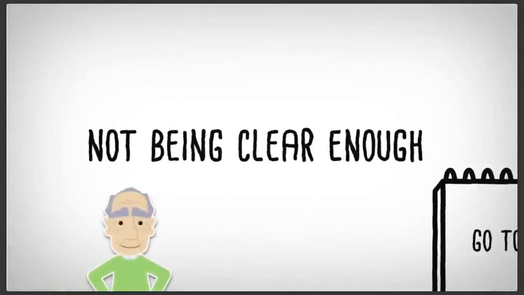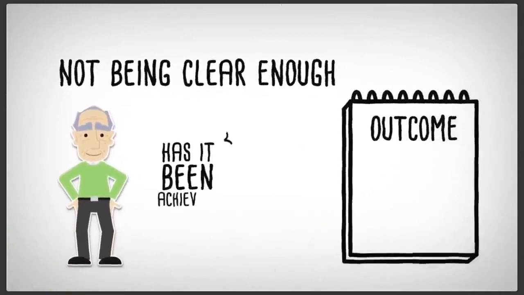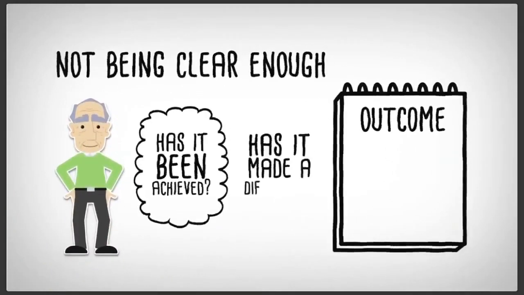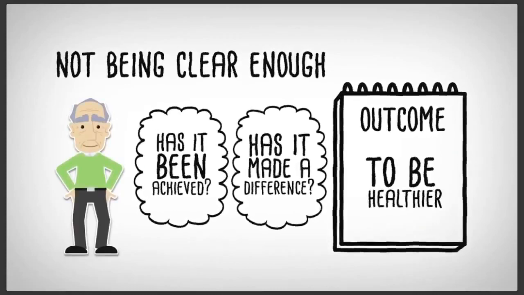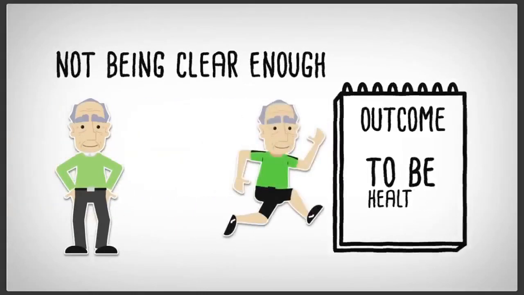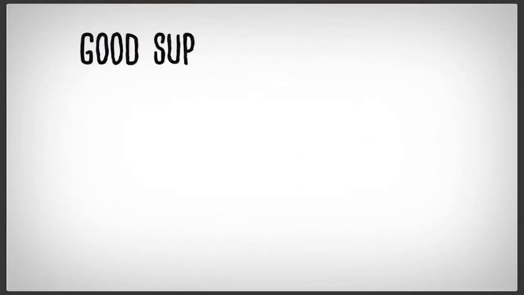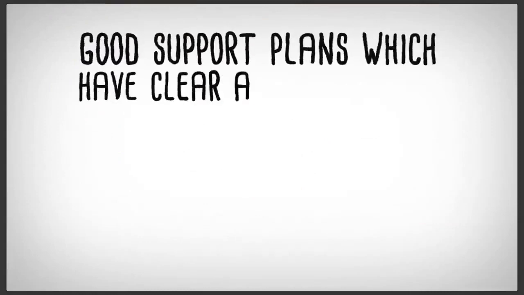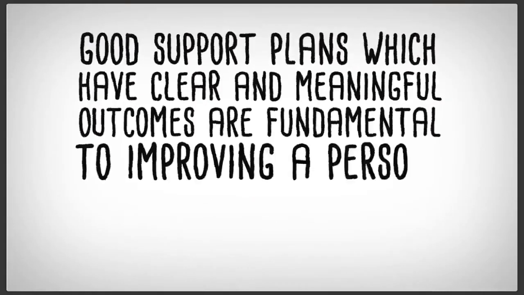Not being clear enough. If an outcome is not specific enough, it is impossible to measure whether it has been achieved and has made a difference to the person. For example, "to be healthier" is difficult to measure and will mean very different things to different people. "To be able to walk 200 metres without being out of breath" can be measured. Good support plans which have clear and meaningful outcomes are fundamental to improving a person's well-being.